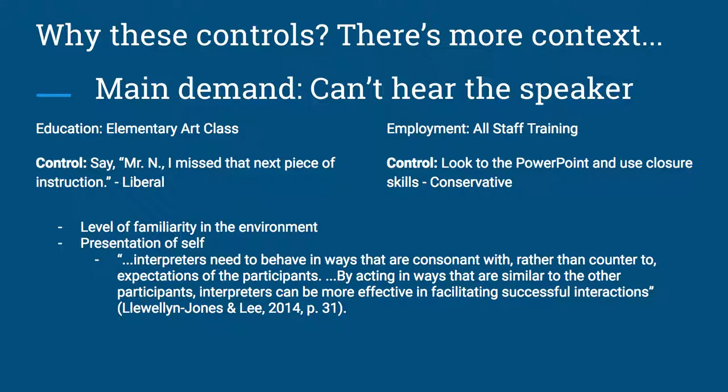Llewellyn-Jones and Lee, in their publication Redefining the Role of the Community Interpreter, the concept of role space, present the notion of presentation of self. They say that interpreters need to behave in ways that are consonant with, rather than counter to, expectations of the participants. By acting in ways that are similar to the other participants, interpreters can be more effective in facilitating successful interactions. These also played into my control choice.